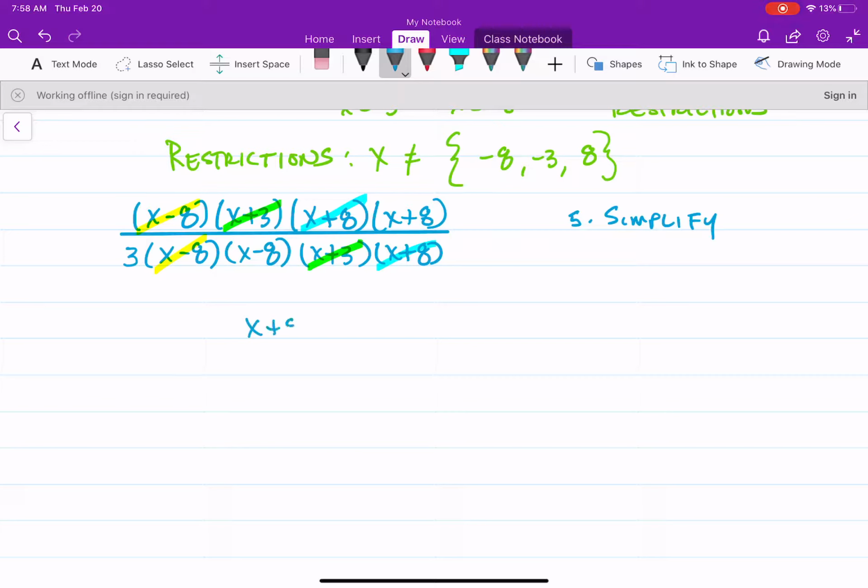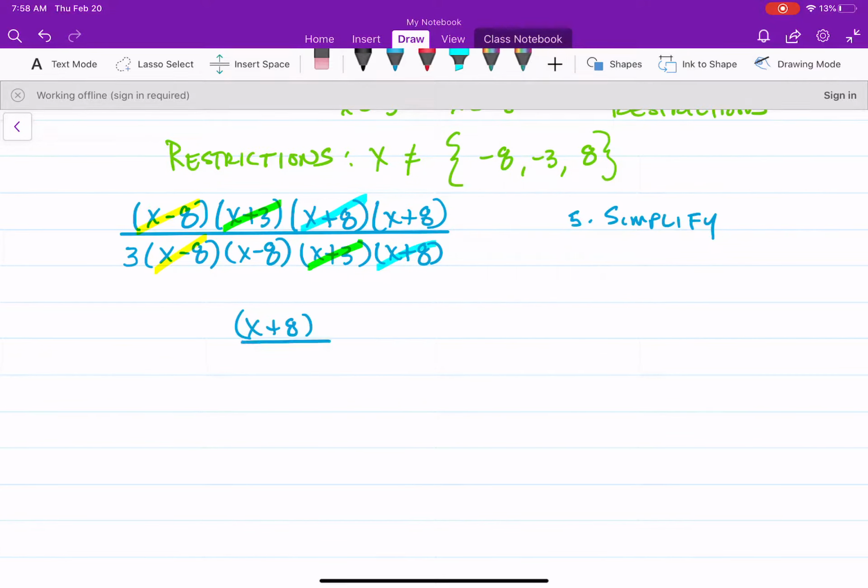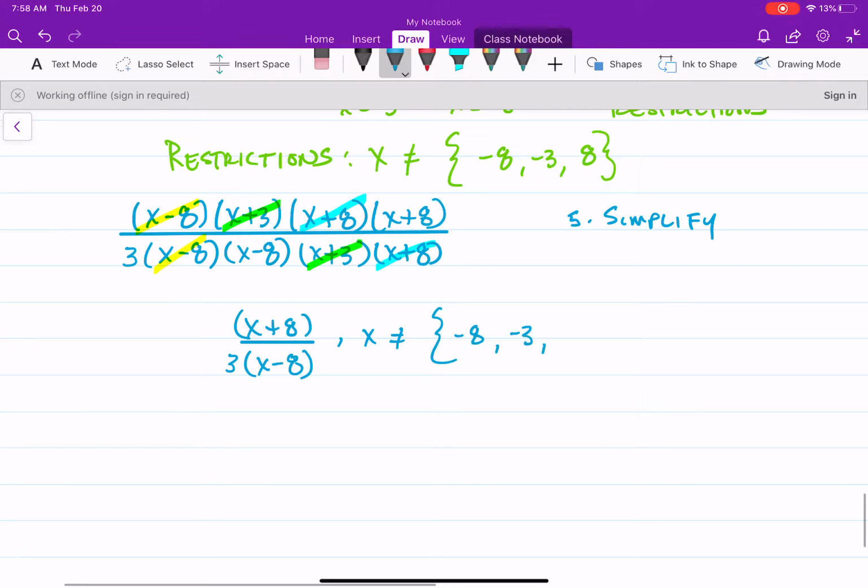So therefore my answer is going to be what's left, which is x plus 8 over 3 times x minus 8, comma, x cannot be negative 8, negative 3, and 8.